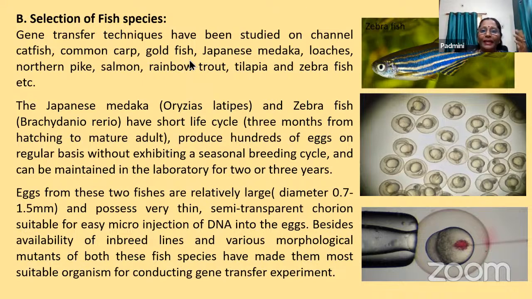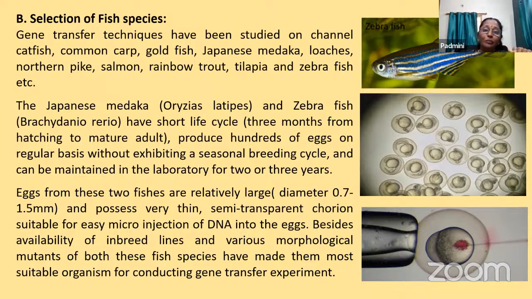And why are these zebra fishes or medaka fishes or this type of fishes selected? Because it has a short life cycle. That is, they take only 3 months from hatching to mature adult. And the mature female is going to produce hundreds of eggs on a regular basis without exhibiting a seasonal breeding cycle. So you don't have to wait for a seasonal breeding cycle. When you're talking about teleosts, like rohu or katla, they're going to breed only in the month of May to July, but otherwise they're not going to release any eggs.